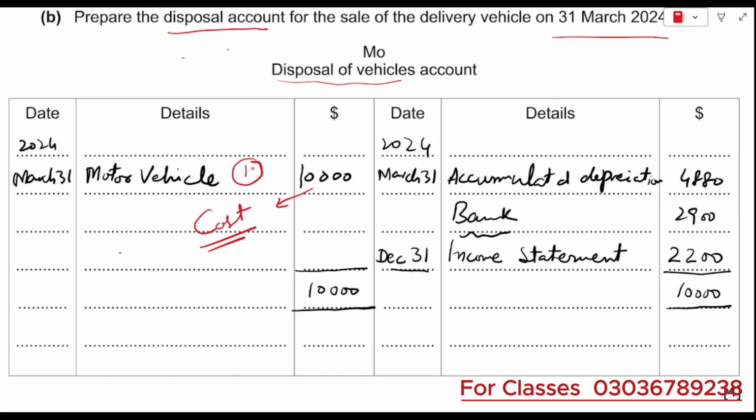This is entry number 1. What we have done is actually removed this asset from its asset account. Now this motor vehicle of 10,000 is no longer there in its account. It has been credited there and shifted to the disposal account. Now we will move this asset from here.